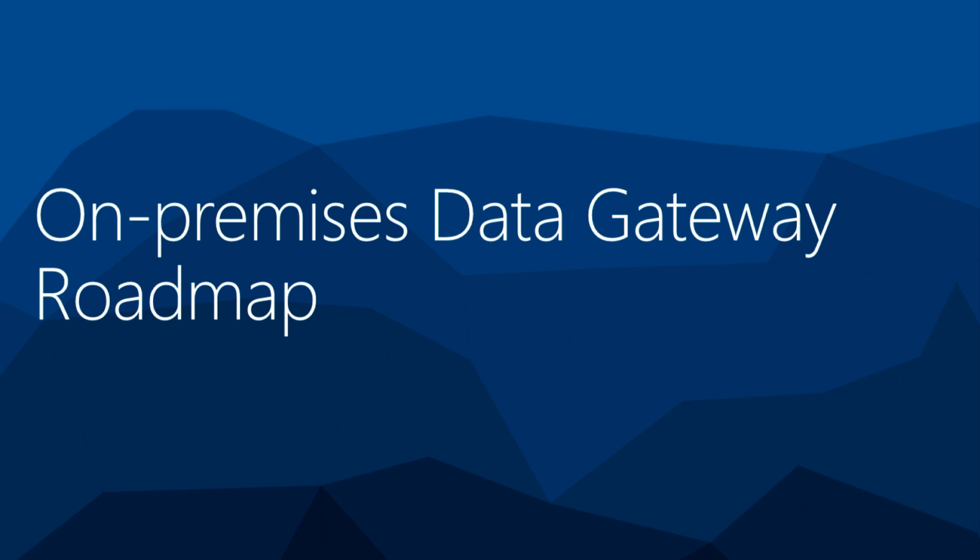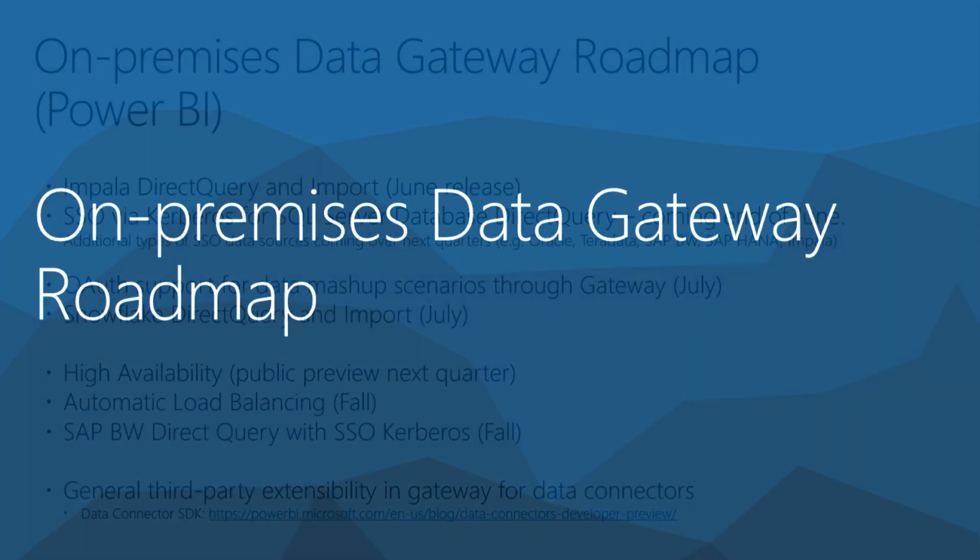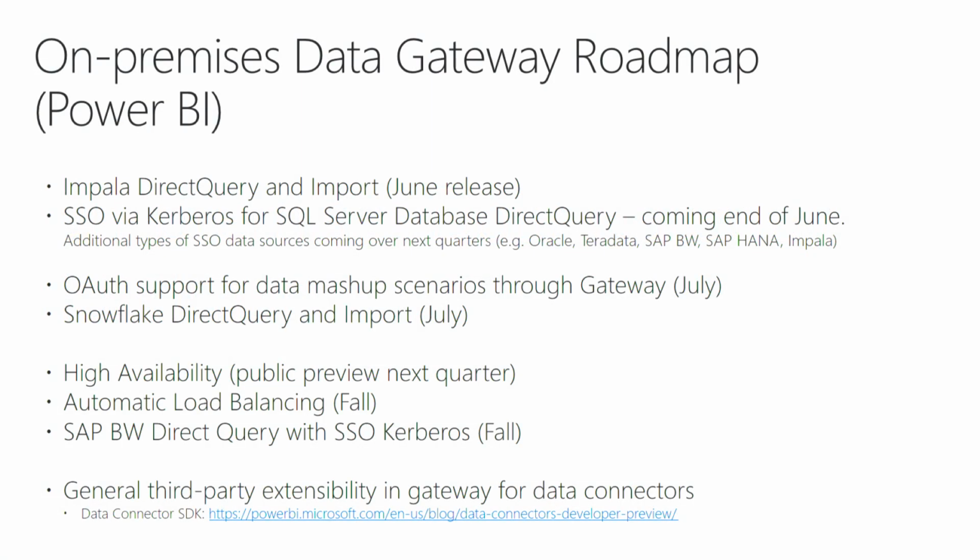Finally, I want to spend a moment on the roadmap. What you will see is that for Impala, you can use it already as of today. For import, we're also adding direct query capabilities, and those will roll out over the next few days. This is basically part of the June release. We are also rolling out single sign-on with Kerberos for SQL Server database direct query to start with. This is coming towards the end of June.